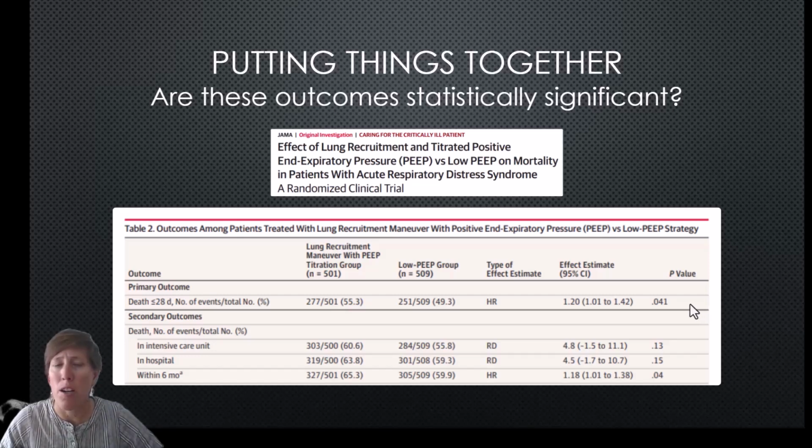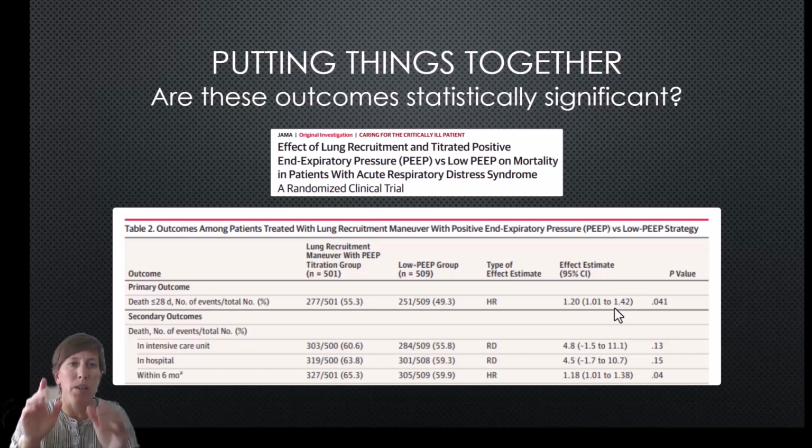Our primary outcome, the p-value, yes, it is significant at 0.041. Here we're looking at a hazard ratio. For a ratio, the value of no effect is 1. And here our confidence interval is 1.01 to 1.42. 1 is not included within our confidence interval. Because the value of no effect is not included, I don't know my exact p-value, but I do know my p-value is significant, less than 0.05.